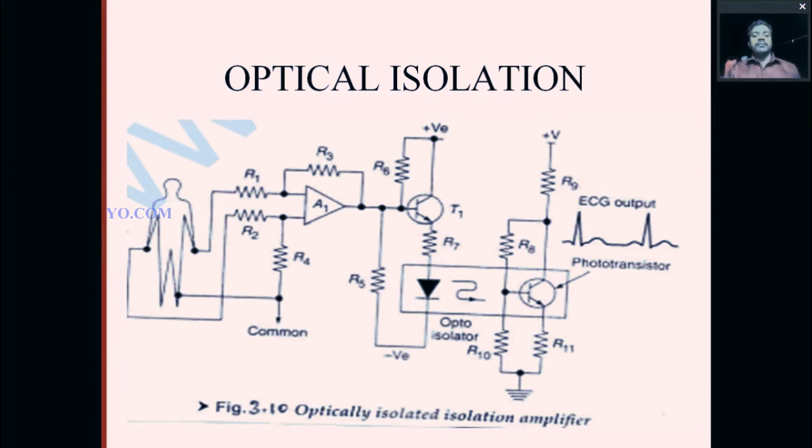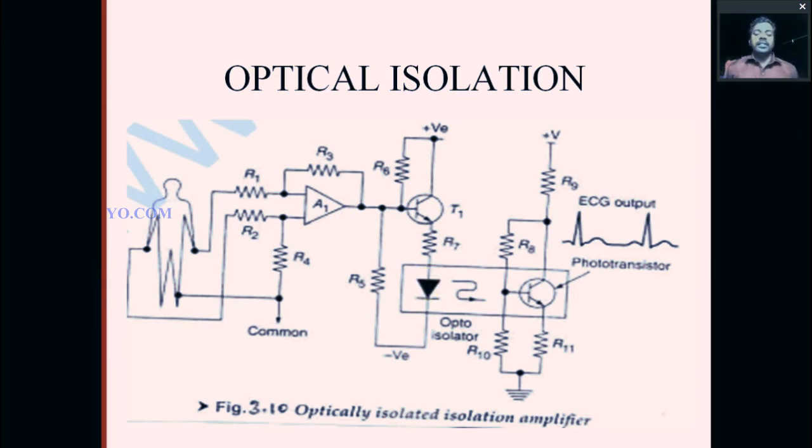So see the diagram. Here the patient is there. The patient's two hands are connected to a differential amplifier. The two inputs are connected to A1, that is a differential amplifier. The differential amplifier is connected to an optical driver circuit. This optical driver circuit drives the optical LED, light emitting diode, or laser diode.